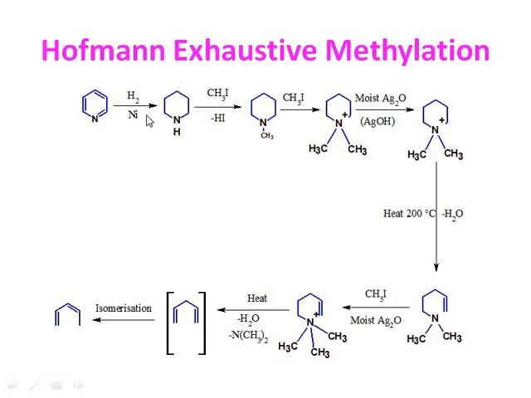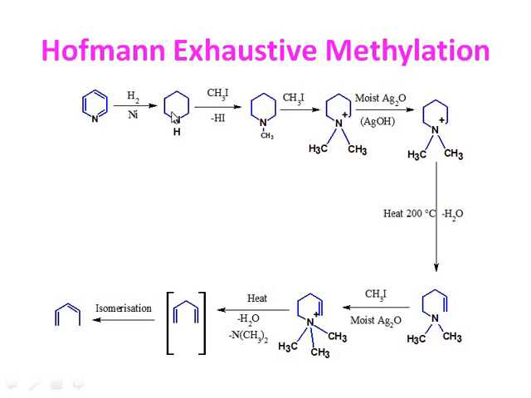In the first step, pyridine is subjected to Raney nickel. You know the role of Raney nickel: Raney nickel is used to reduce carbon-carbon double bonds to single bonds. So these carbon-carbon double bonds are reduced to single bonds to get piperidine. This piperidine is then treated with methyl iodide.